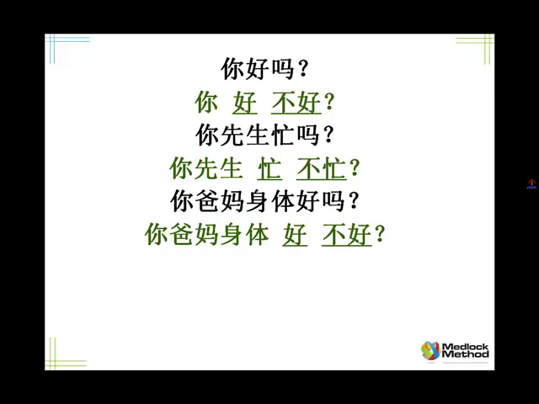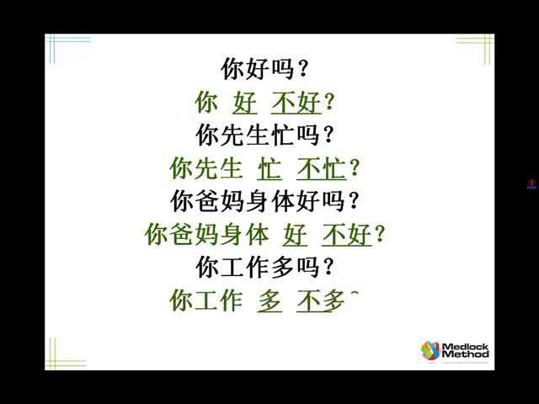And do you have a lot of work? How do you say work? 工作. And a lot is 多. So it'll be 你工作多吗? And yes, no? So that would be your work much, not much. 你工作多不多? That's right. Okay, let's move to the next one.